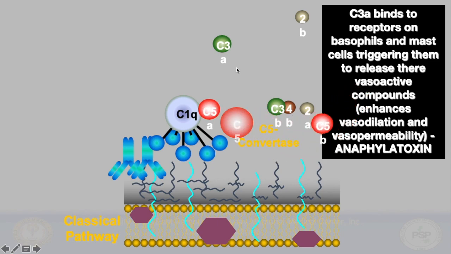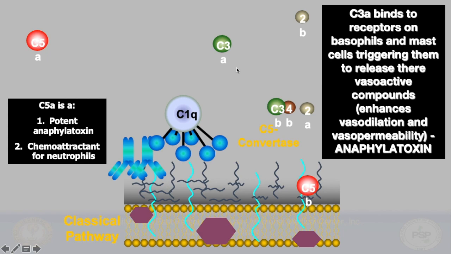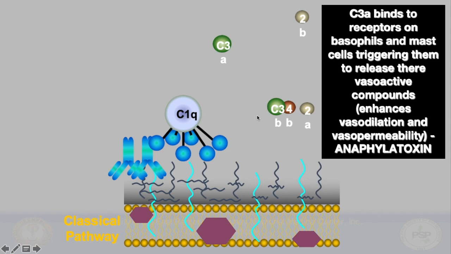Now, if you look at C3b here, the other product when you cleave C3, it will again form a complex with the C3 convertase.